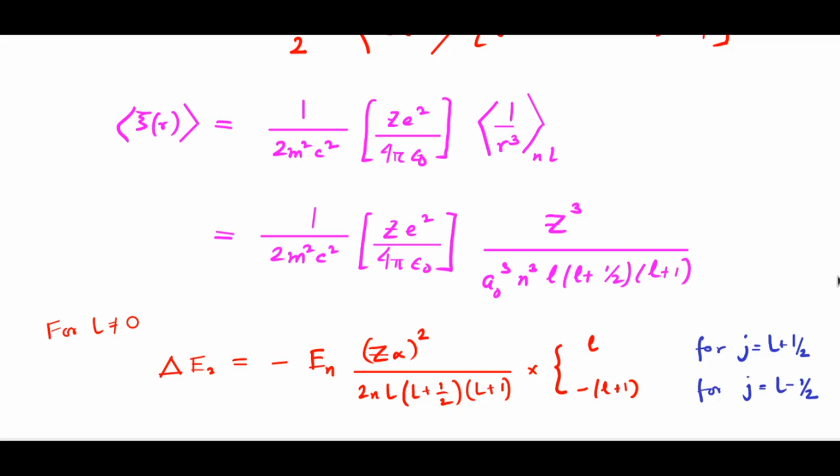For l equal to 0, of course, delta E2 is 0. For l not equal to 0, delta E2 works out to be minus En times Z alpha whole square by twice n into l plus half into l plus 1. Now, this has to be multiplied by either l, which means the l in the denominator would have cancelled, if J takes the value l plus half, or by minus l plus 1, if J takes the value l minus half. So for the two cases, J equal to l plus half and J equal to l minus half, you have these two alternate expressions for delta E2.